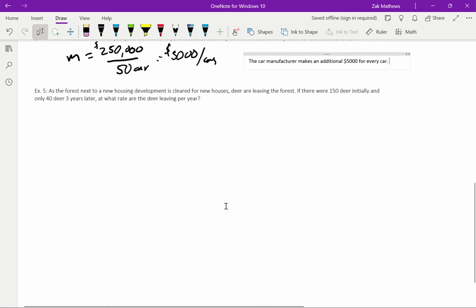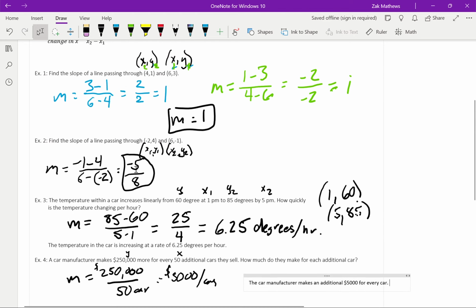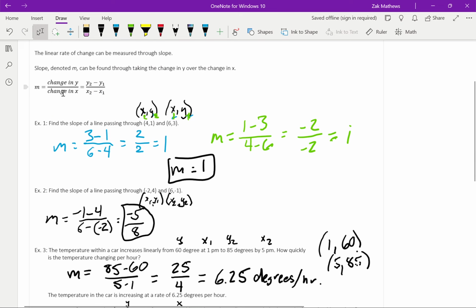Let's look at one final example. So now we've seen an example where we had to take the x and y from 2 different points and use that official formula, and then we've had this last example where we were given those rates of change. That's kind of like this first one here, just the change in y is given to us, the change in x was given to us.